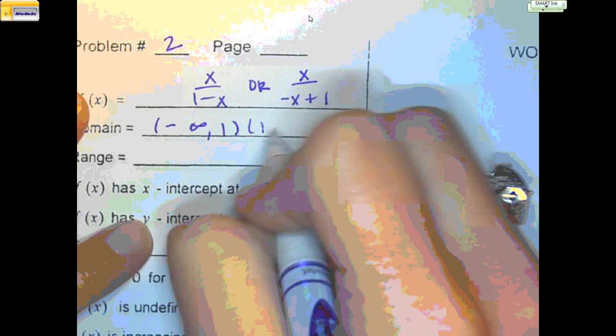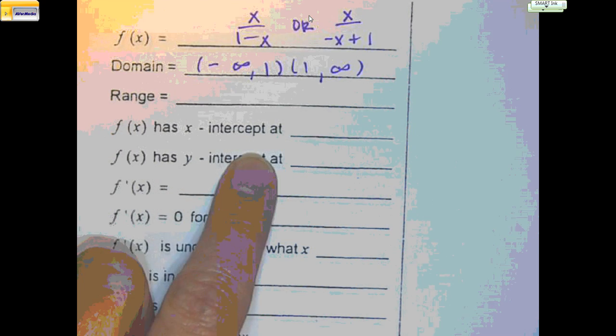X-intercepts are where the equation equals 0. I set this equal to 0. I really only care where the top is equal to 0, which means I have an x-intercept where? (0, 0).